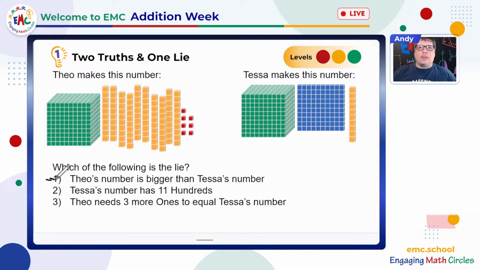Theo's number is bigger than Tessa's number. Tessa's number has 11 hundredths. Or Theo needs 3 more ones to equal Tessa's number. Which of these is a lie? Okay, first we should try and figure out what those numbers are.